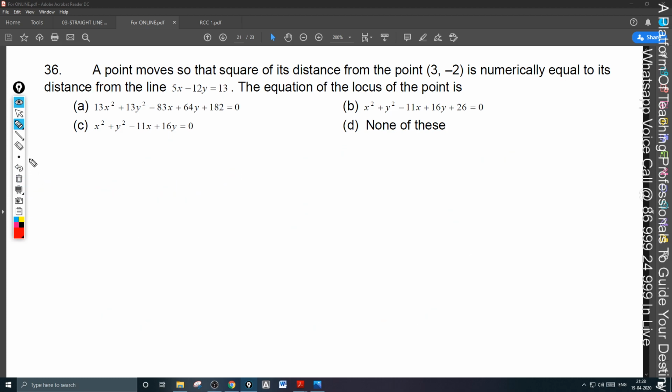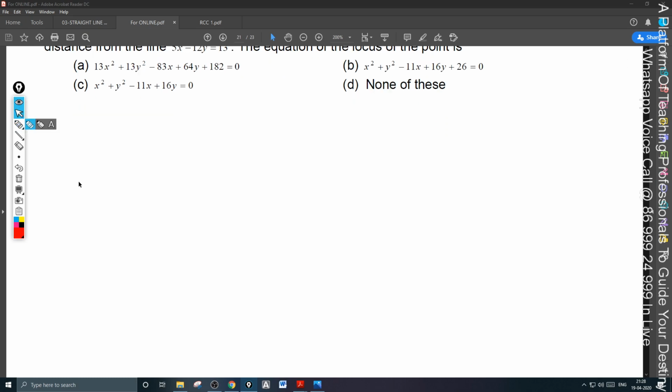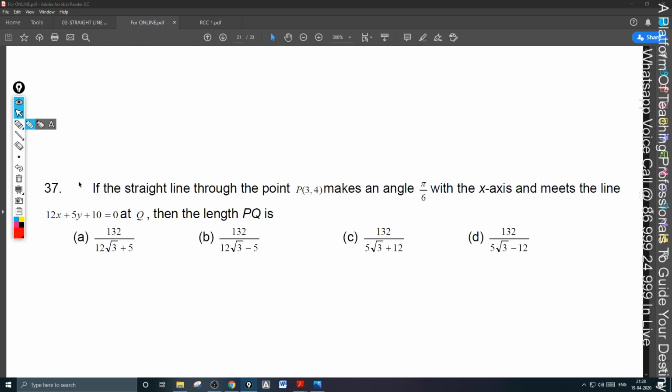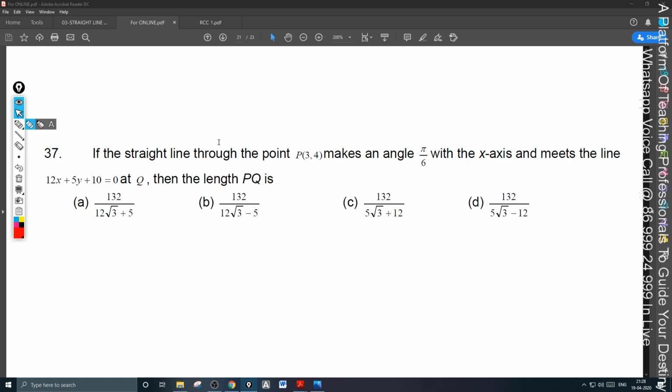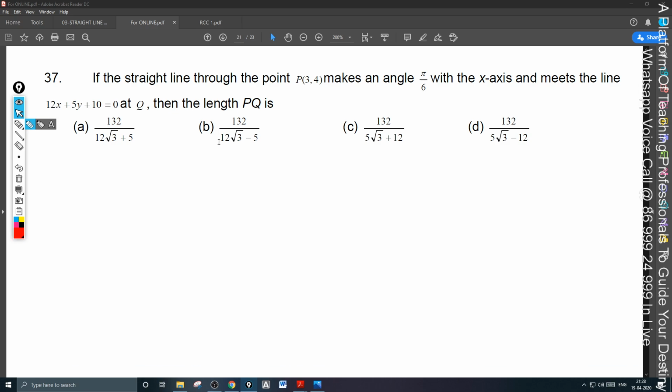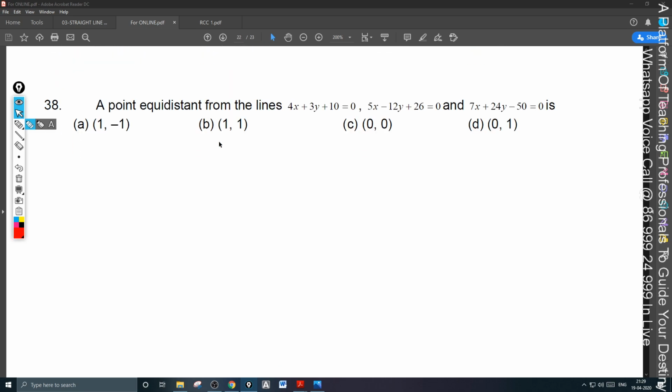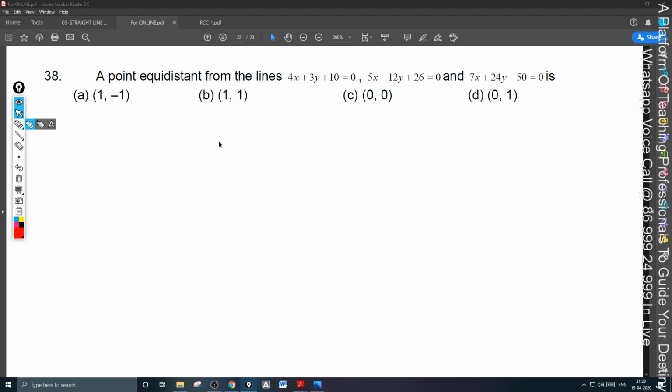Okay. Next. This we did already. This is based on the symmetric form. I gave you a common formula also for this one: modulus of ax1 plus by1 plus c by a cos theta plus b sin theta. This is the formula I gave you. A point equidistant from the lines 4x plus 3y plus 10 is equal to 0, 5x minus 12y plus 26 equal to 0, 7x plus 24y minus 50 equal to 0.